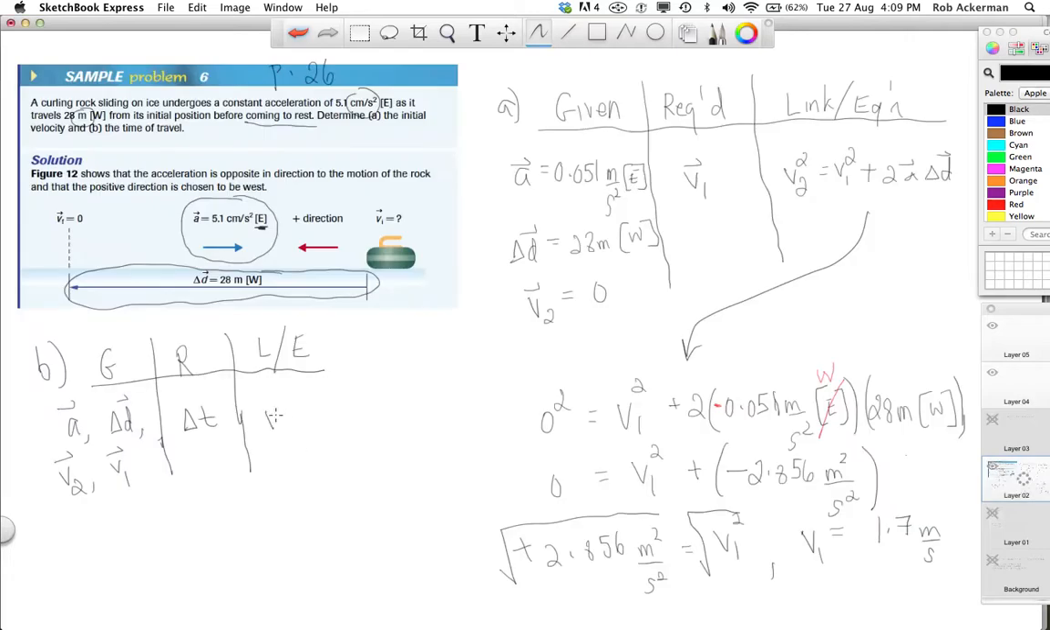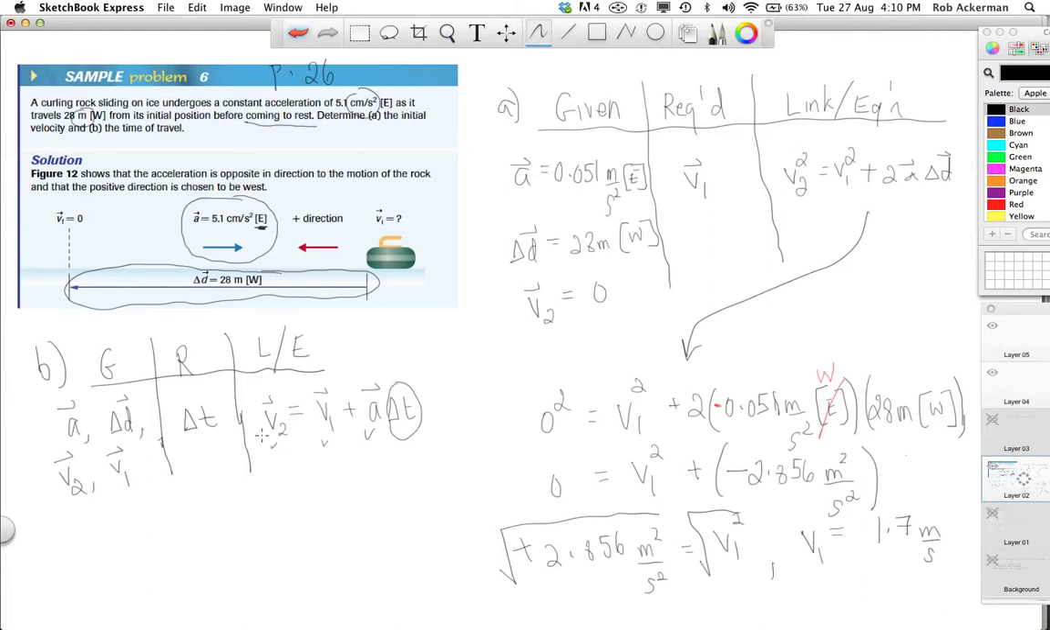Here we go. We can do v2 vector this time equals v1 vector plus a delta t. We know that, we know that, we know that. So solve for this. Just straight algebra, folks. I'm not going to do it for you. You can follow along in the book, or if you don't have the book, you can try it on your own. I'm pretty sure you'll be okay at this point.